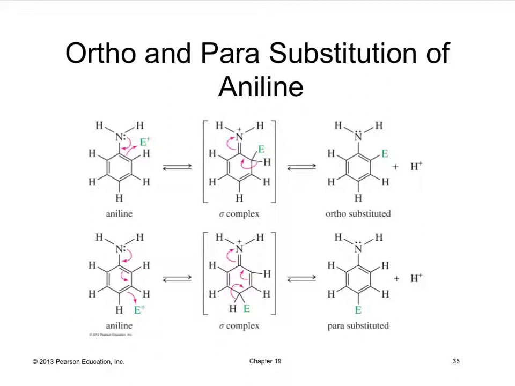The reason why you have ortho and para substitution has to do with the resonance structure and the electrons participating in the ring system when it's ortho and para. It's not possible to do in the meta substitution, and as a result, you have this preference. And we've done this in the previous chapter, so I won't be doing this in detail here.